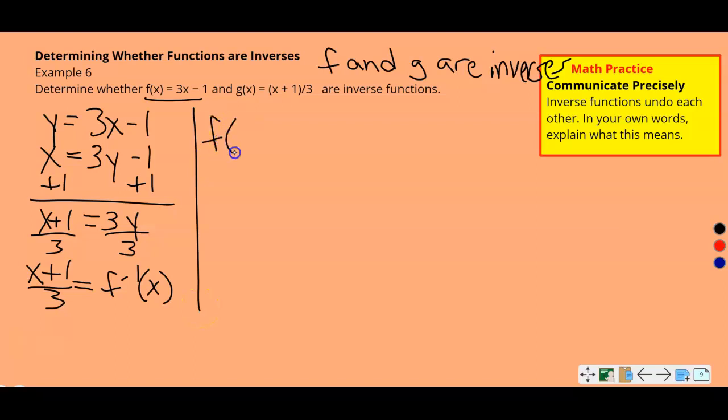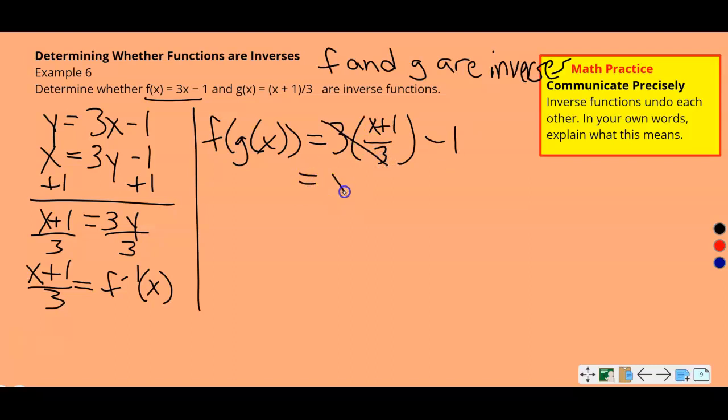So let's say f of g, and again, this is just another way to do this. If you've got f of g of x, we're going to take the g function and substitute it into f. So we're going to have 3 times, and here we're going to put x plus 1 over 3, and then minus 1 to finish up our f function. Here the 3's will cancel, so we're left with x plus 1 and minus 1. That leaves us with just x.